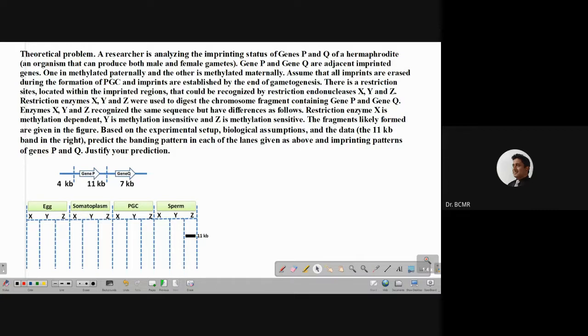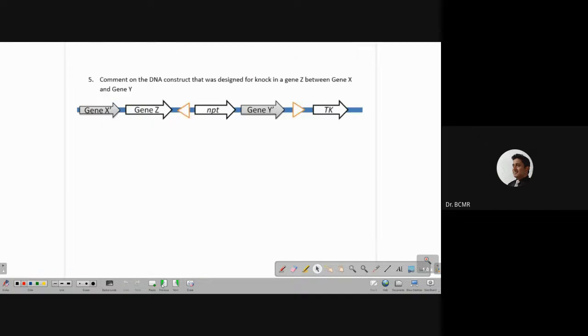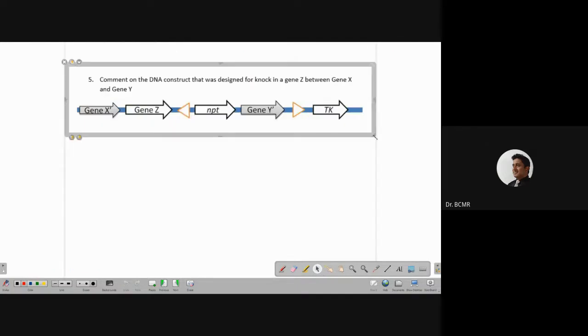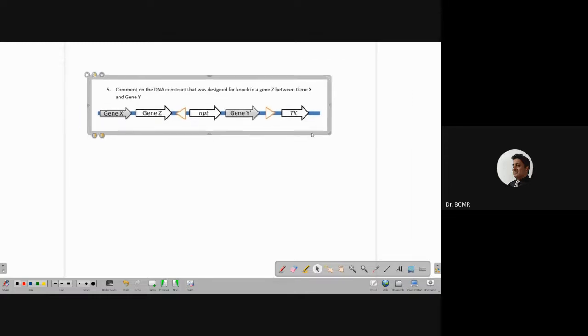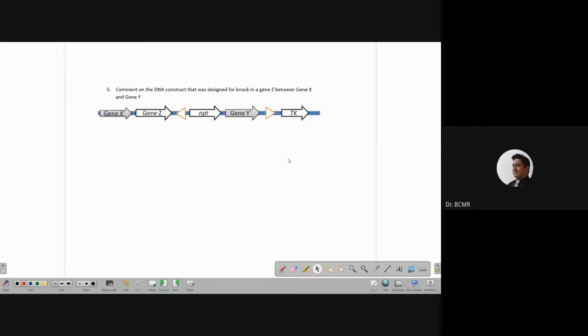I'll put two questions. One is this one, and there is another question. Do you remember transgenic animals? Did we discuss transgenic animals? Yes, sir, we did. And in that we have made a DNA construct, and we discussed what the significances are. I don't have my graphics tablet here, so I won't be able to write as much. But I hope the objective is to put in a knock-in, that means insert gene Z between gene X and Y.